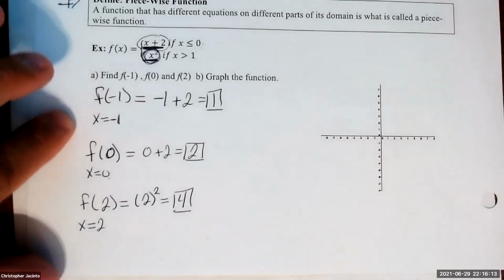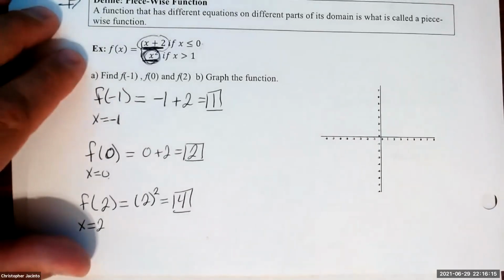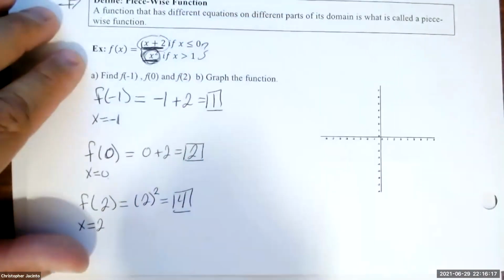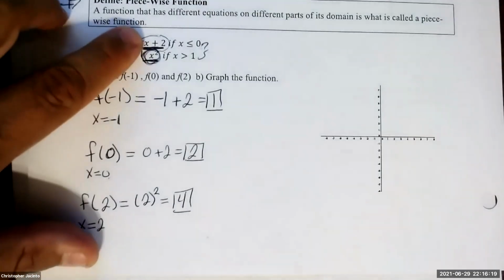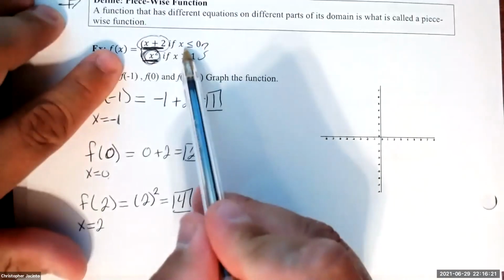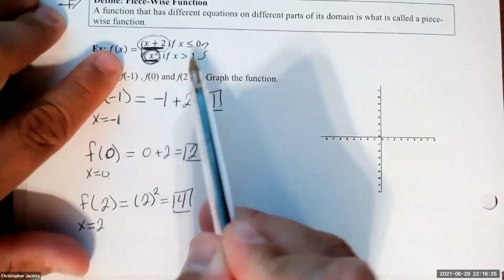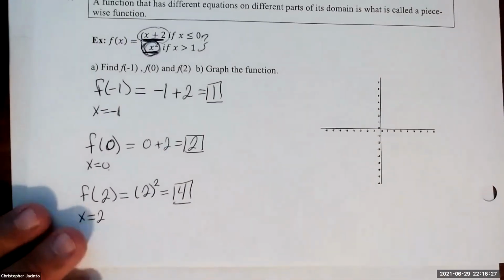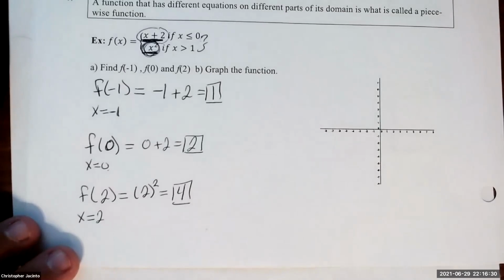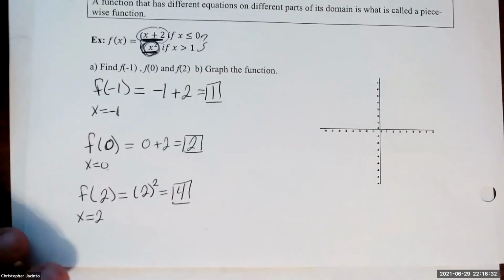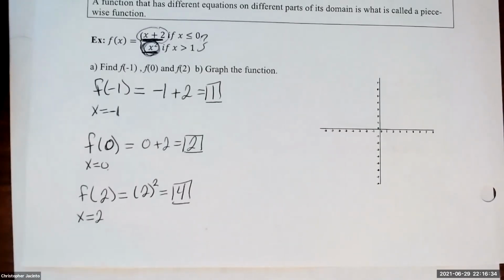So that is how you plug in values in a piecewise function. You have to figure out what rule you're going to use, and then just plug it into that particular one. That's why it says, we use this if this is true, and we use this if this is true. So any questions there at all? Everybody comfortable?